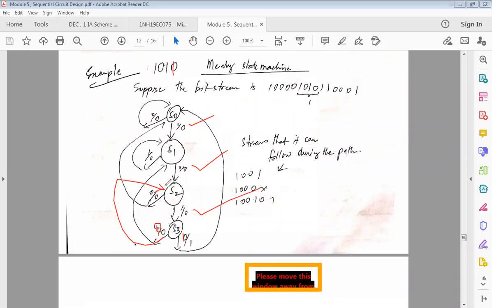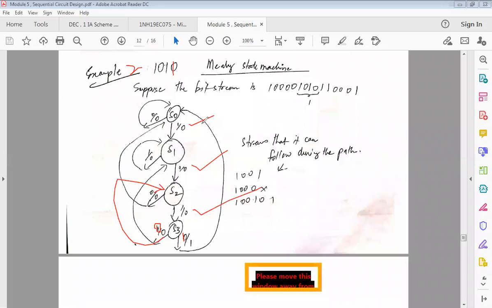Any doubts here, students? Any doubts here? No, sir. Yeah. So please take this as a second example, 1011. Take that as example 2, 1011, and draw the diagram.